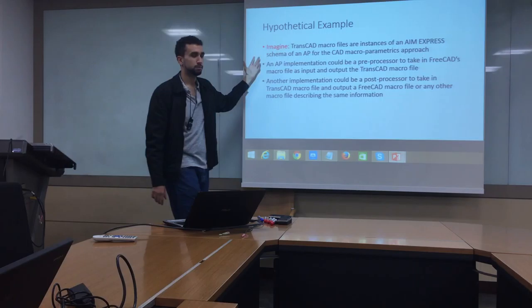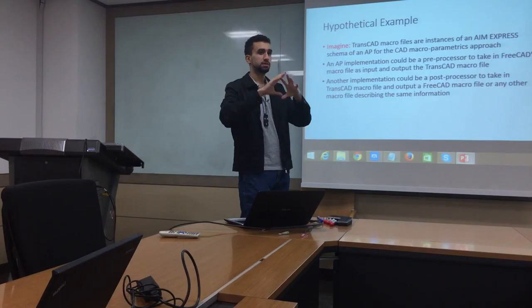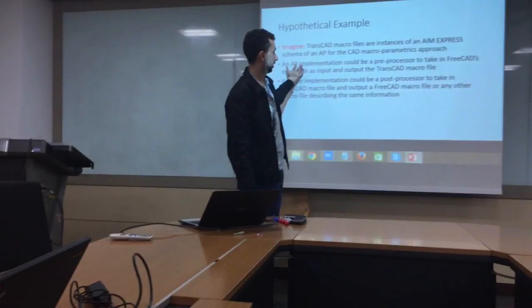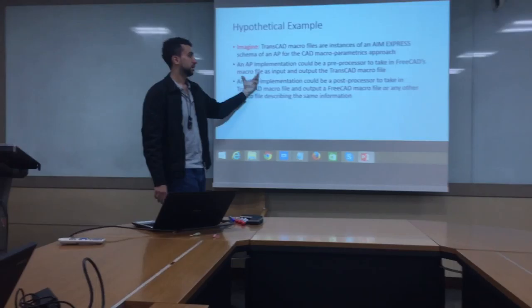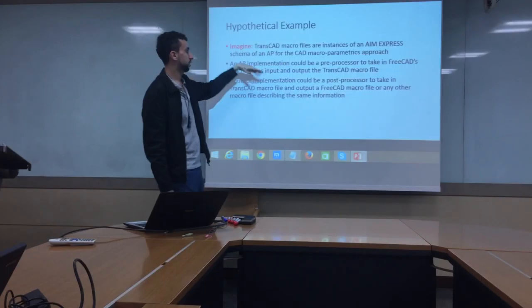So the transcat macro file will be like an exchange file, like a STEP file, but for features. So we have lines, circles, sketches, extrudes, and so on. And our implementation, let's say we're making a preprocessor to take a FreeCAD macro file as the input, and output this standard exchange file, which is a transcat macro file. Again, this is all hypothetical because I don't think there's an AP for the MPA, the macroparametrics approach, but if there is one, and we can imagine this, then it becomes easier to understand.